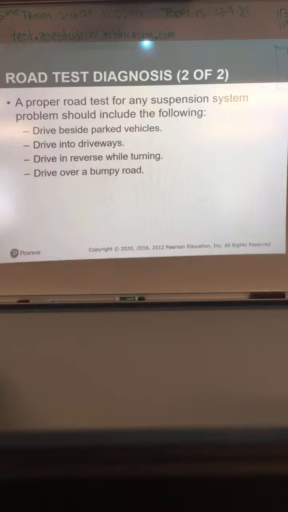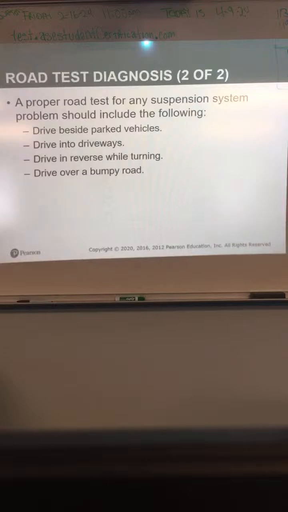A proper road test for any suspension system problem should include the following. Drive beside parked cars or next to a wall, something like that we talked about before, because you can hear it better. You get the echo off of the wall or the parked cars, right? Into a driveway. Why would you do that? Because a driveway has a little bump.